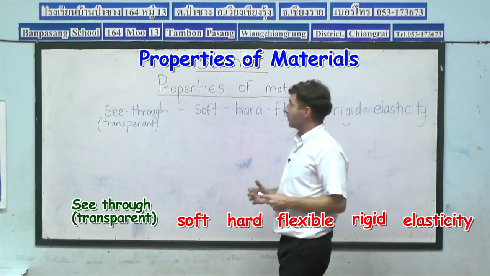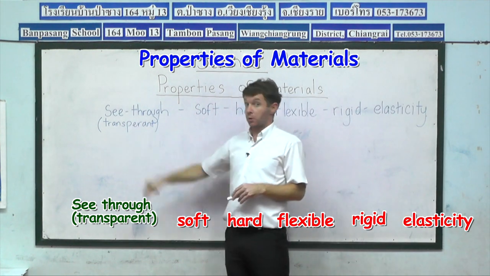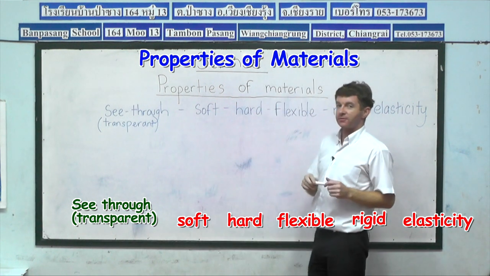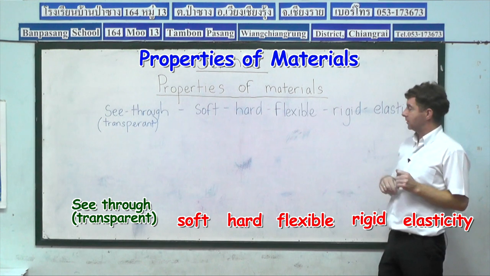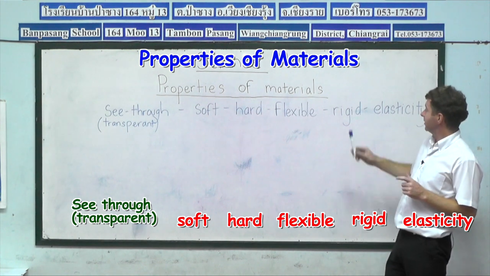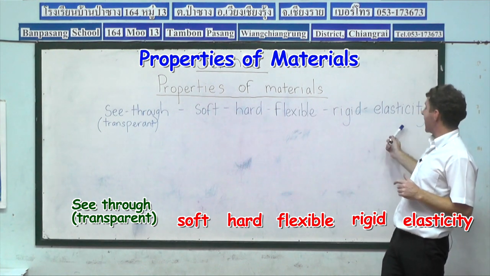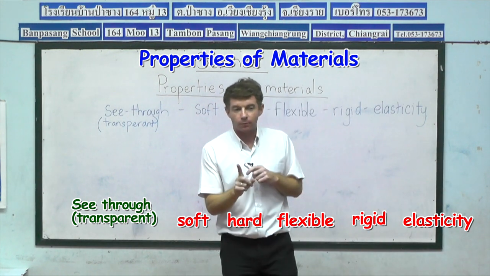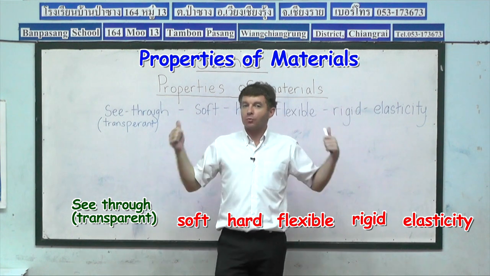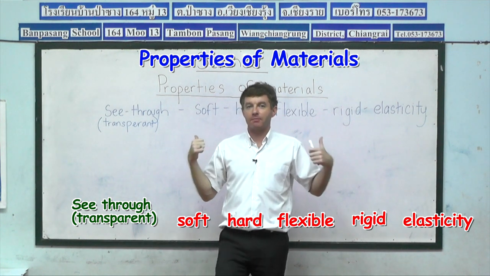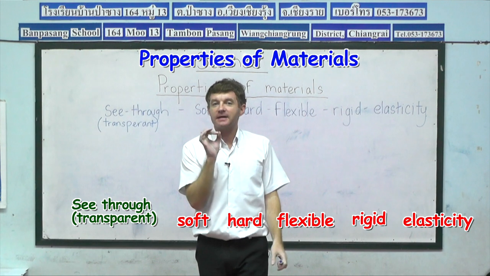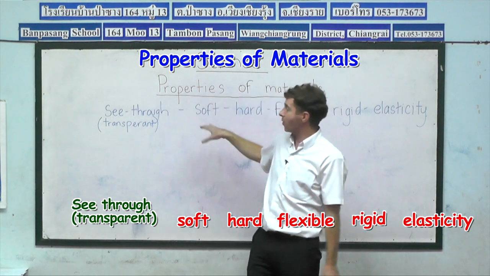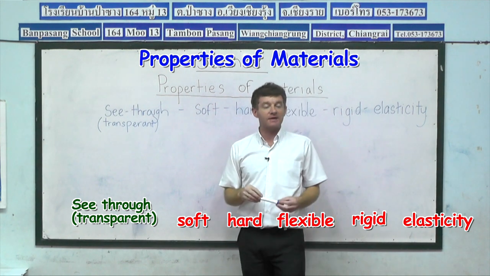Okay, so now guys, let's read them together. See-through or transparent. Soft. Hard. Flexible, rigid, and elasticity. Okay, so now we're going to have a little quiz. We've got some of the properties of materials on the board. I'm going to name a material. And can you guys guess which property each of the materials have?